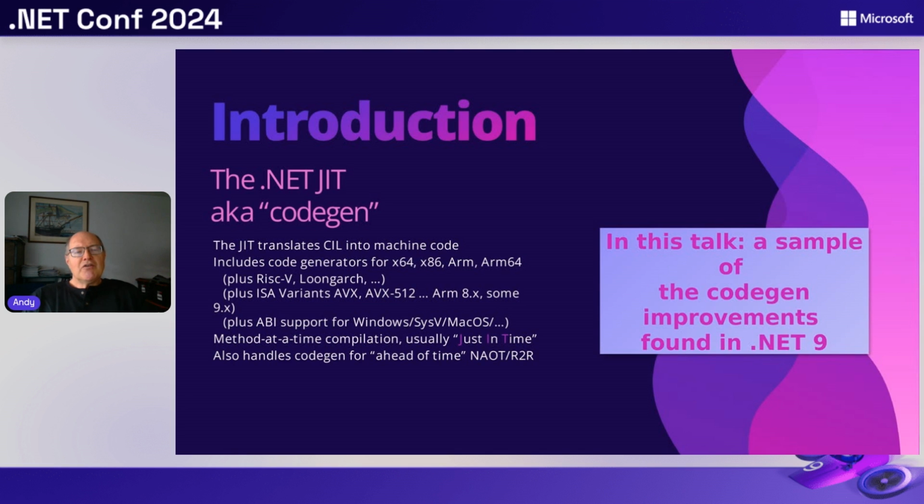So the .NET JIT, which we also sometimes call the code gen, is the thing that translates your programs from intermediate language, the thing that gets produced when you run a .NET build, into the actual machine code that the chip knows how to execute. Our code generator includes the ability to generate code for x64, x86, ARM, ARM64, and then also the community has added support for RISC-V and LoongArch. So that means you can take your .NET program and run it on many different pieces of hardware.